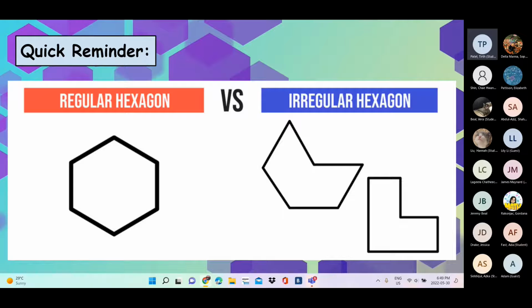So we'll first talk about a quick reminder between a regular hexagon and an irregular hexagon. When I talk about a regular hexagon, it has to have 6 equal sides and 6 angles of 120 degrees. It has to be a closed shape as well, and 2-dimensional.